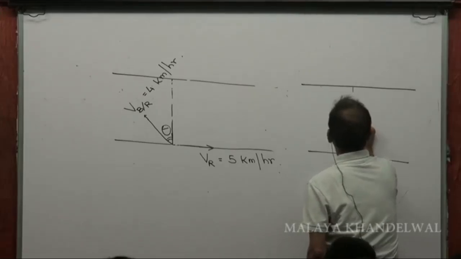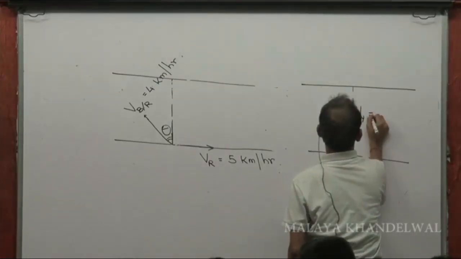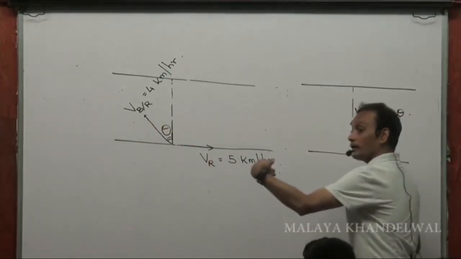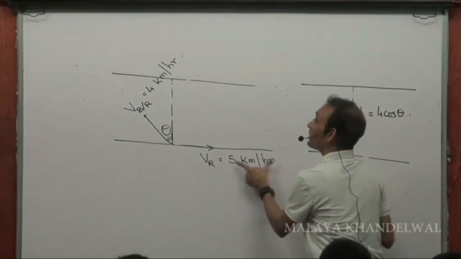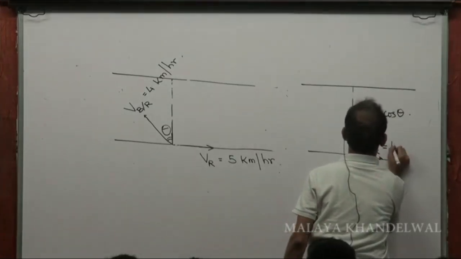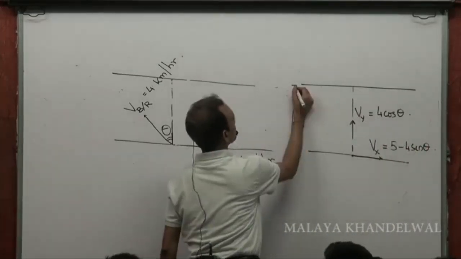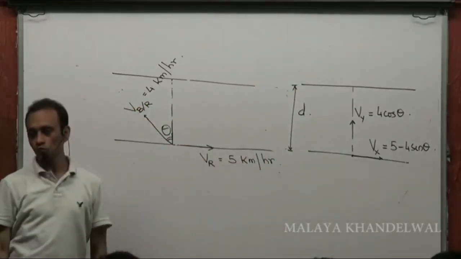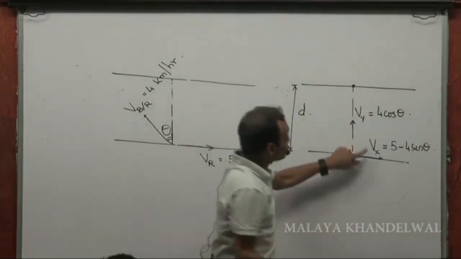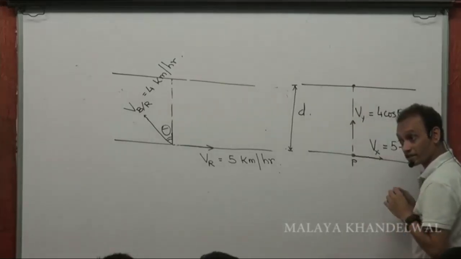So, its vertical component is 4 cos theta, and the resultant of these two will give me the horizontal component of the true velocity of the boat, which means 5 minus 4 sin theta. And say D is the width of the river. Now, he starts from this point, say P. These are now the true velocities in the x and the y direction. So they would measure the true displacements with respect to this fixed point along the x and the y directions. Yes or no?